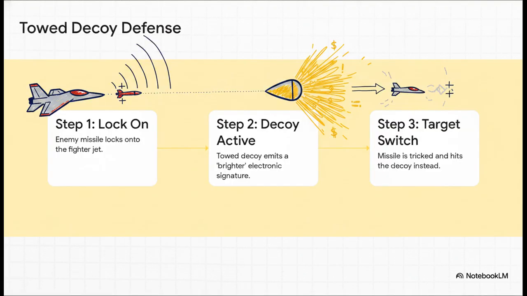Let's just walk through how a towed decoy works, because it is a perfect example of electronic deception in action. So an enemy missile gets a radar lock on a fighter jet. In response, the pilot deploys this little decoy that trails behind the plane on a wire. This decoy then starts screaming out a radar signal that's way brighter and more attractive than the jet itself. The missile's simple logic just says, whoa, go for the bigger target, and it diverts away from the multi-million-dollar aircraft to hit the cheap decoy instead. It's a simple trick, but it's absolutely life-saving.